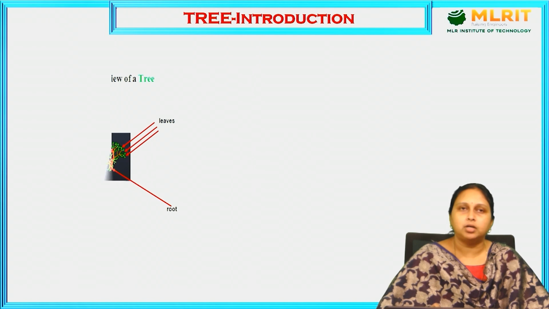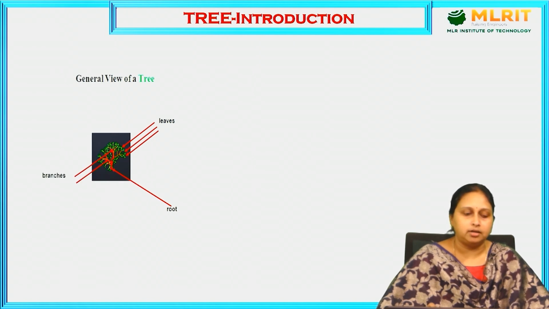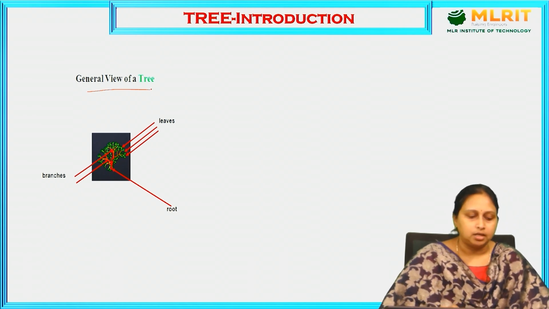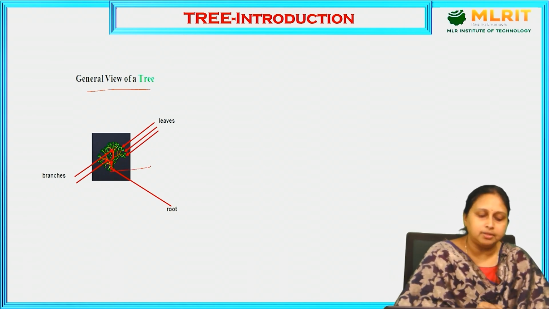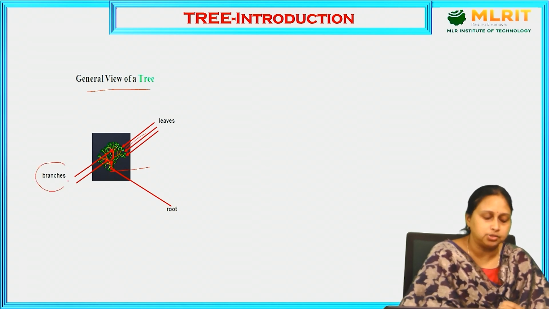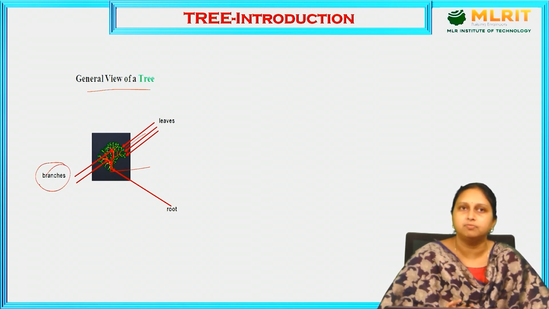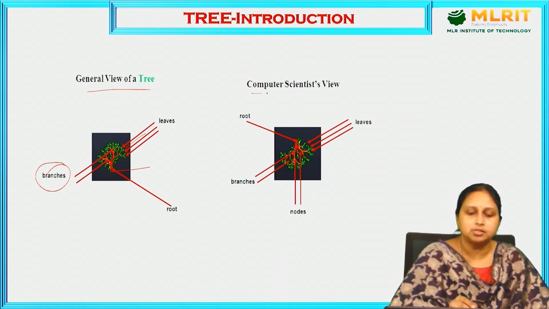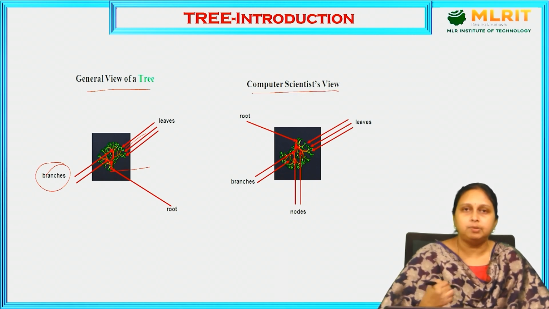Let us see what a tree is and the general representation of a tree. In the general view, you know that a tree will have roots, leaves and branches. This is the normal view of a tree. If we see the same thing in terms of the computer scientist's view, it will be in the reverse order if you look into that.